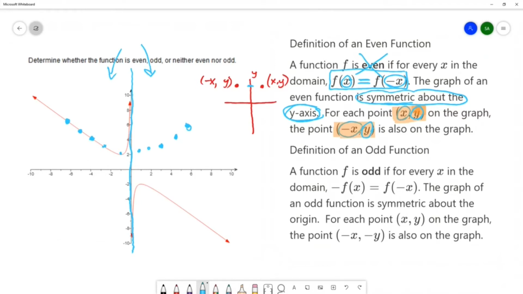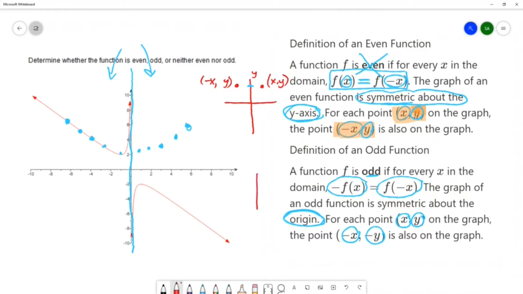So then let's take a look at the definition of the odd function. For the odd function, we have this definition. This definition here would be used if we have an equation. It says negative f of x is equal to f of negative x. And when you have an odd function, you're going to be symmetric about the origin. What that means is that if your x's are opposite, your y's will also be opposite.